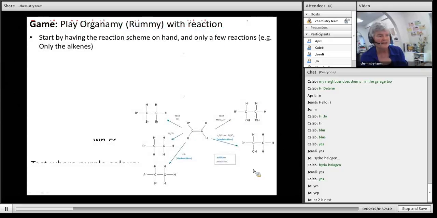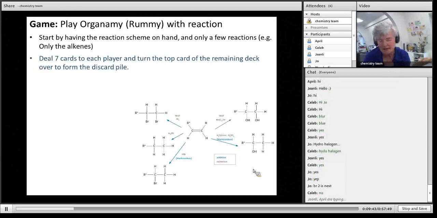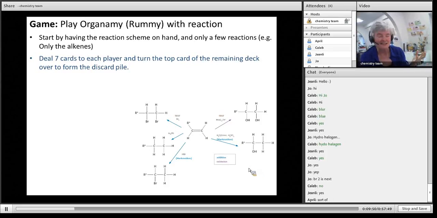Another way is, and I think there are these cards up on Ottle, to play what I call rummy. I don't know if you've ever played rummy. Has anybody played rummy? No. Okay, sort of. I know one student last year said, oh, my granny plays it, so that puts me in my place.